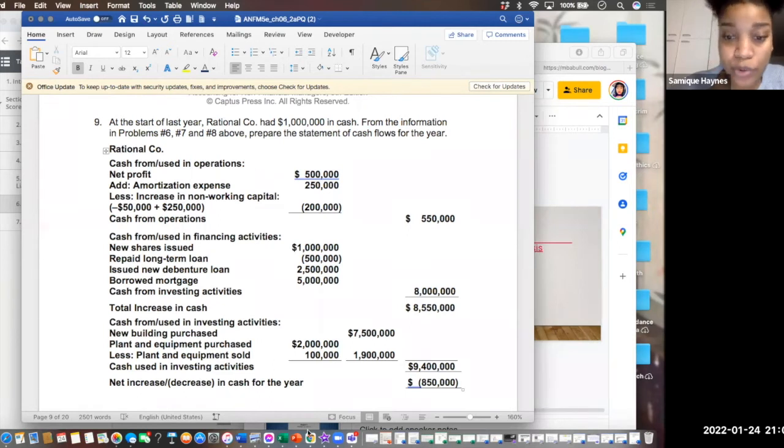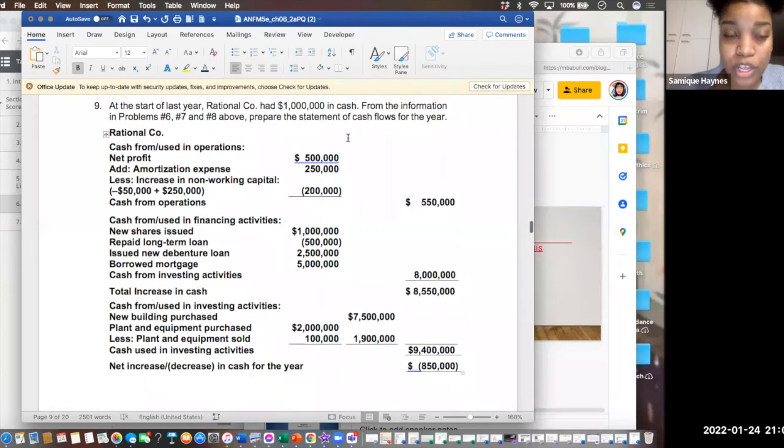I just wanted to do a quick wrap up of this. So cash flow from operations, and then we have the cash flow from financing activities, and then our total increase in cash. Because there was a positive for financing, and then I believe we had a negative one for investing activities, this gives us a net decrease in cash for the year of $850,000. So this is how it would look when we put it all together, okay?